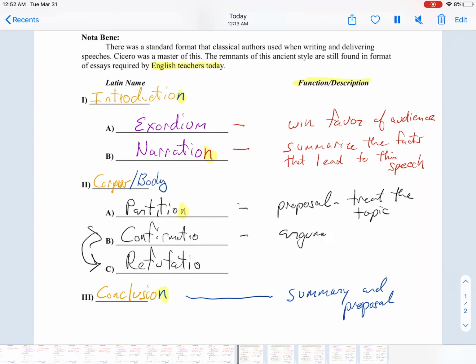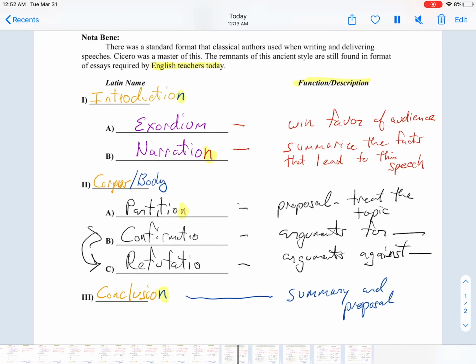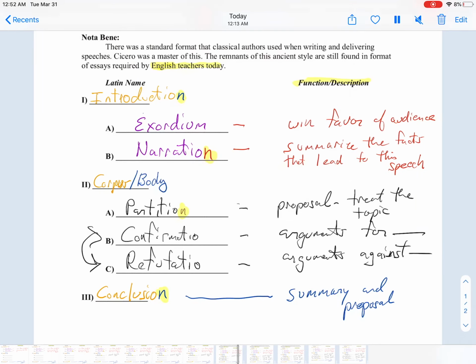Let's come back to that. What are confirmations? Well, those are the arguments for the position that's being argued. And the refutatio is going to be the arguments against whatever's being argued for. Now, they could go in confirmatio, refutatio, or the reverse. And there could be as many of those as is necessary to get the argument on. Of course, the two English words come from it, confirmation, refutation.